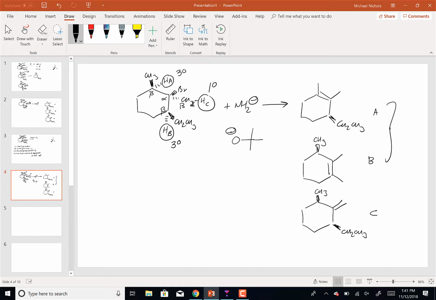So the tert-butoxide will deprotonate the C hydrogen because it's a primary hydrogen and it's the least hindered. You're good? Okay. So in this case, with tert-butoxide, the major product would be C.